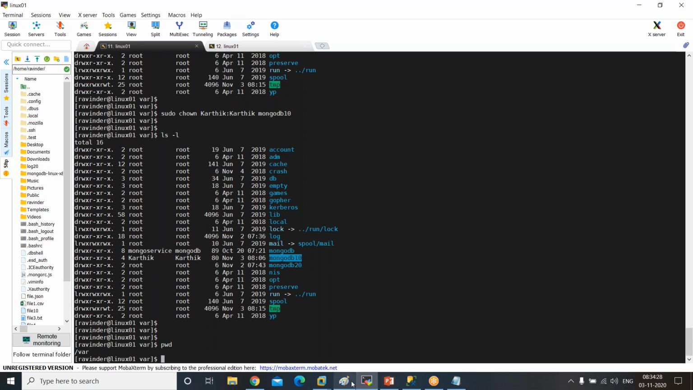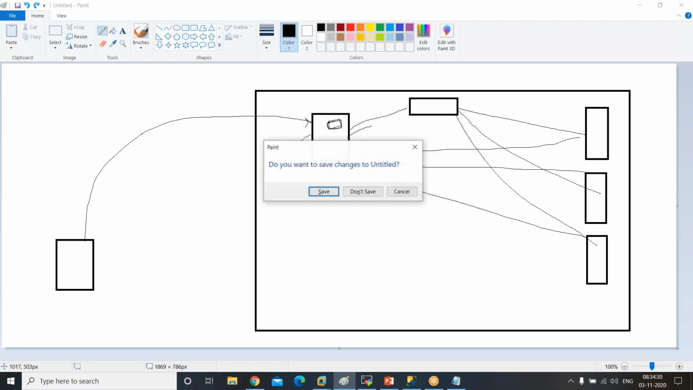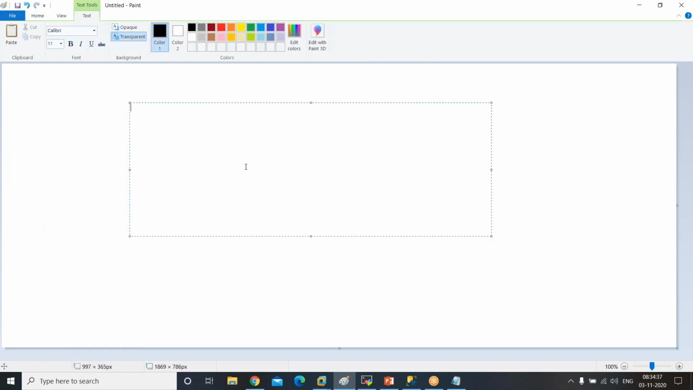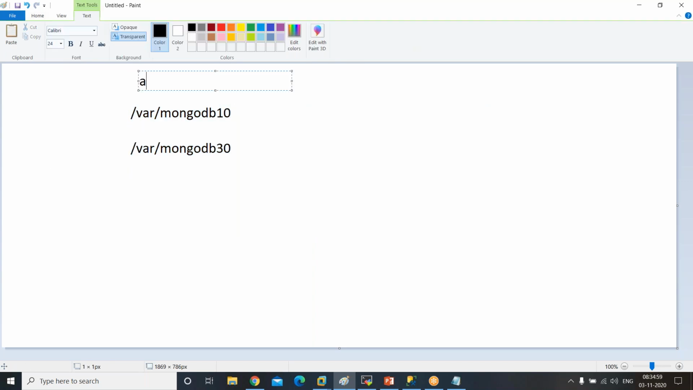Let me show this quickly, diagrammatically, so that you understand. So you have var, and MongoDB 10. And the same way you have MongoDB 30 also, with something there. Okay, let me make this bigger. Now Karthik is a user.